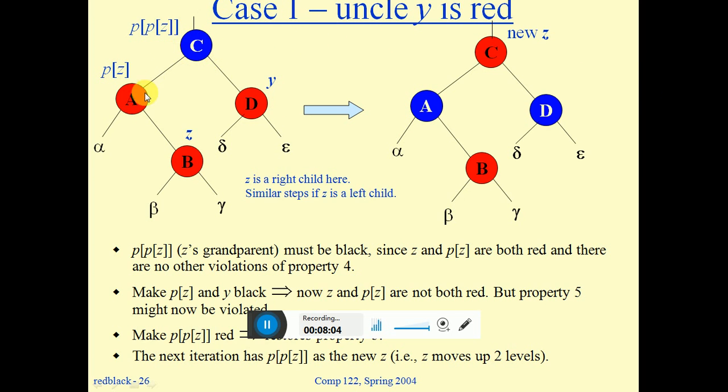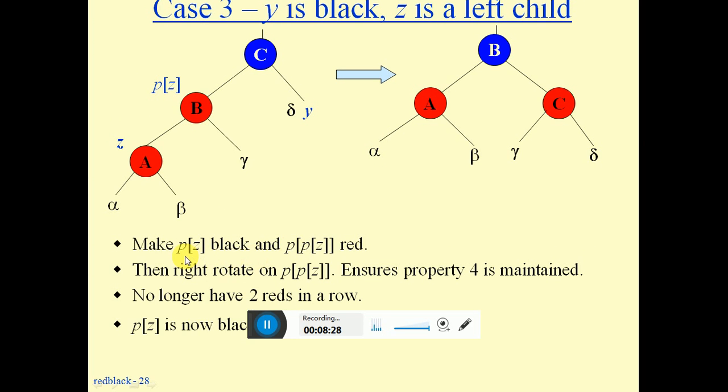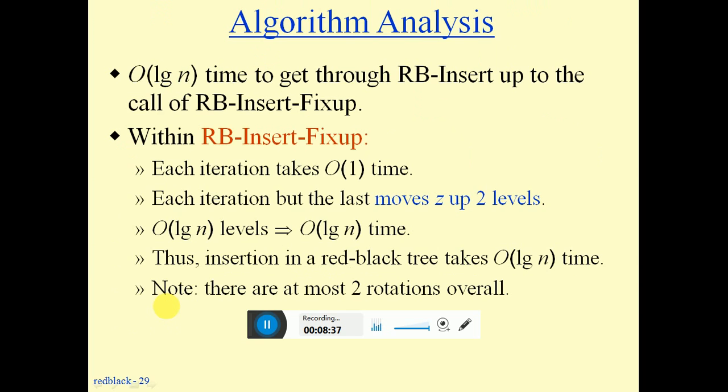You can just see the diagrams. In case 1, the uncle y is red; p of p of z is the grandparent, which is black, and we recolor with no other violated properties. Case 2: y is black and z is a right child. Rotate around the parent to switch the roles, so z becomes the left child and both are red. Case 3: make p of z black, p of p of z red, and right rotate, ensuring the properties are maintained and there are no longer two reds in a row. Analysis: in RB-Insert, each iteration is O(1). Now move to the next level.